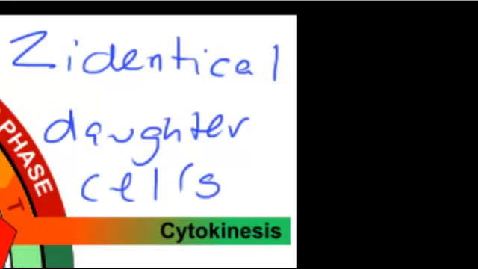And that is very, very important. The whole purpose of mitosis is to give two identical daughter cells. The DNA should be exactly the same because we did this with semi-conservative replication. So that's a quick review of the cell cycle, and I hope that's helpful.